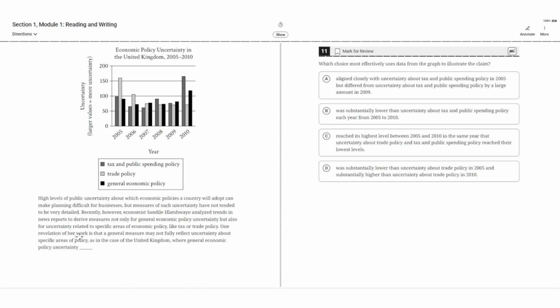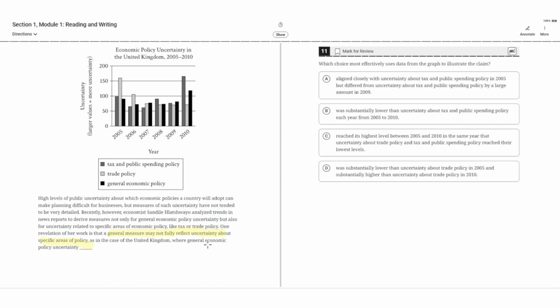One revelation of her work is that a general measure may not fully reflect uncertainty about specific areas of policy, as in the case of the United Kingdom, where general economic policy uncertainty blank aligned closely with uncertainty about tax and public spending policy in 2005, but differed from uncertainty about tax and public spending policy by a large amount in 2009. So this graph shows that the gray bar represents tax and public spending policy, the white bar represents trade policy, and the black bar represents general economic policy.